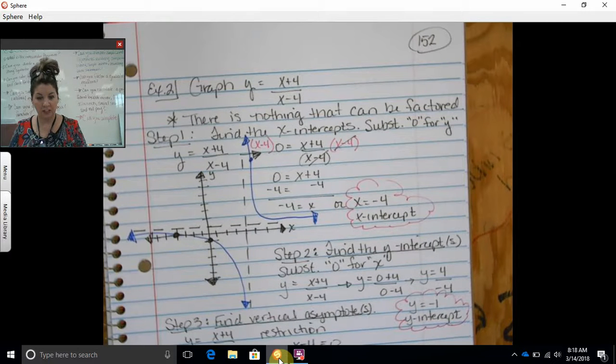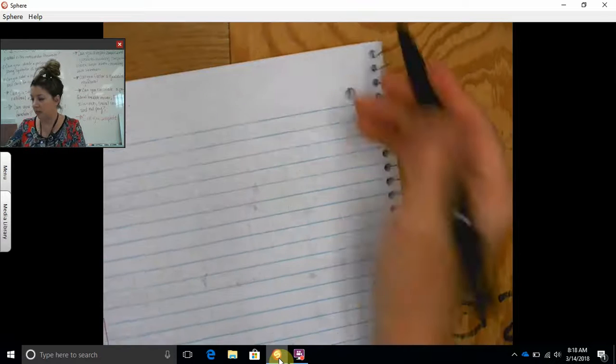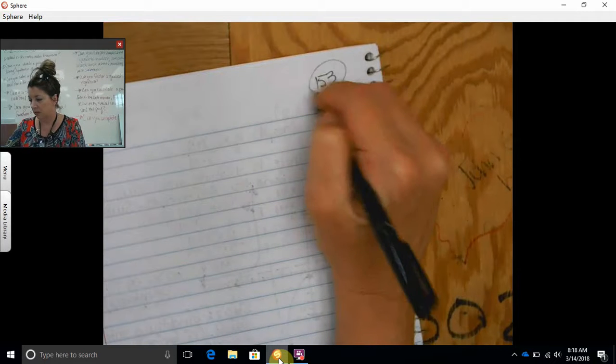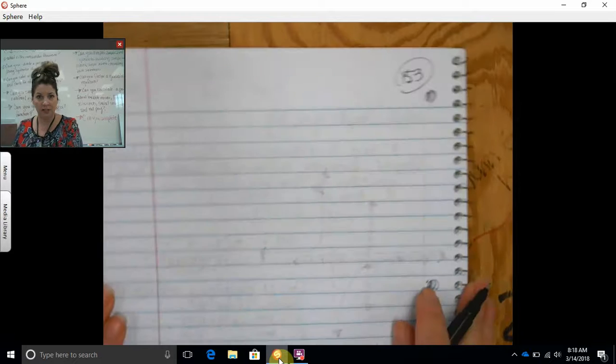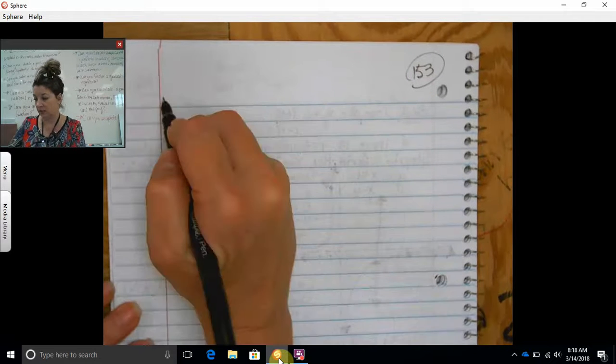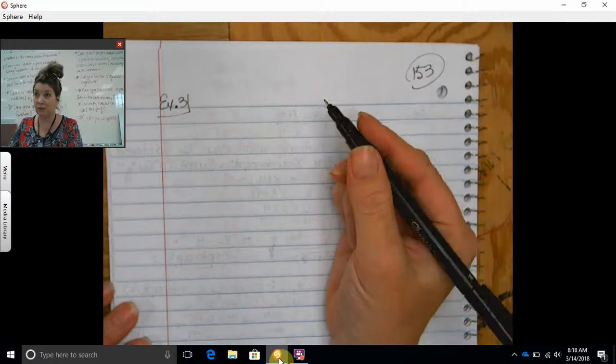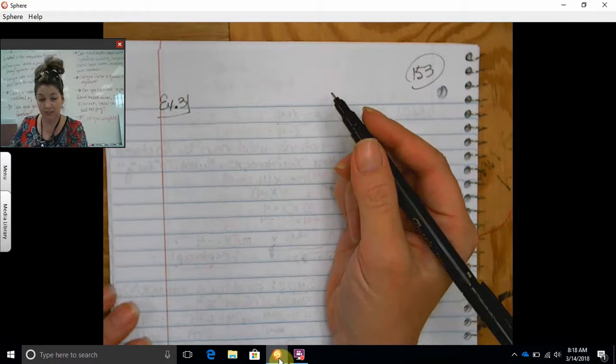Okay, page 153. This is the last one. Hopefully the sound turns out on this video, and I will post it on Edmodo if you need to go back and rewatch it, if there's something that you missed, or if you need a better explanation. Or not better, because it's going to be the same, but if you need to hear it again.